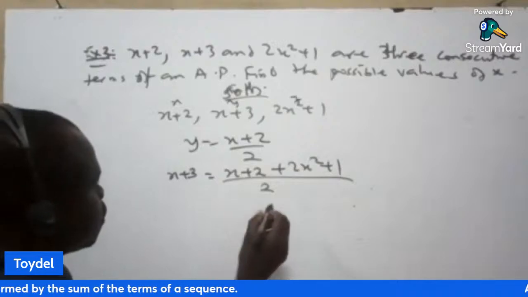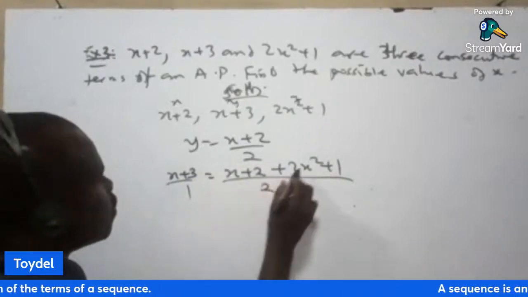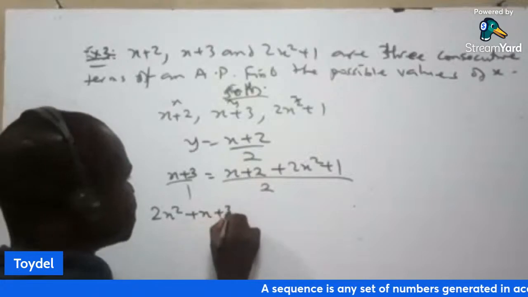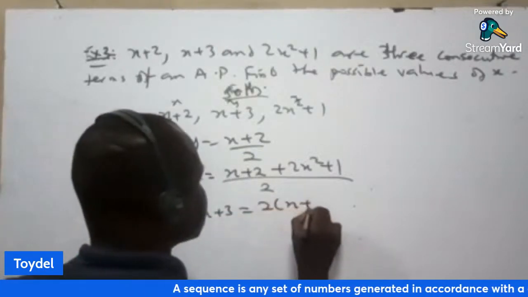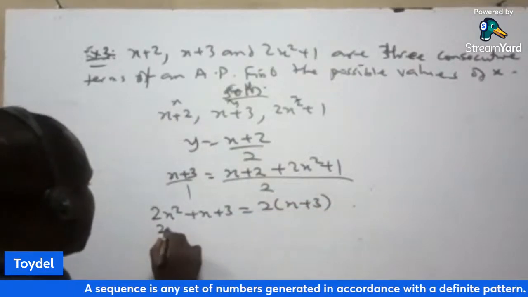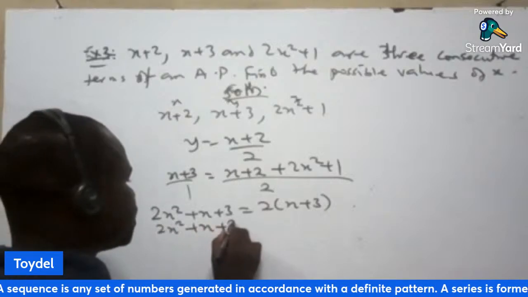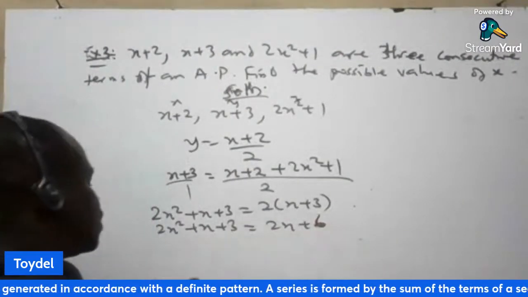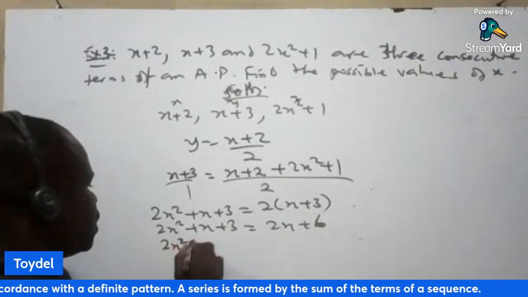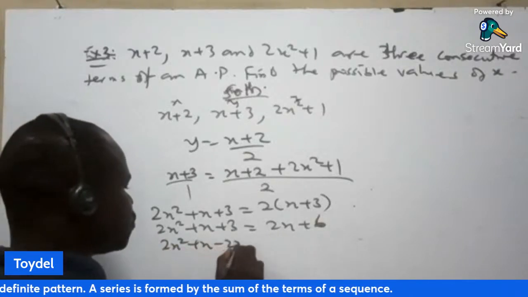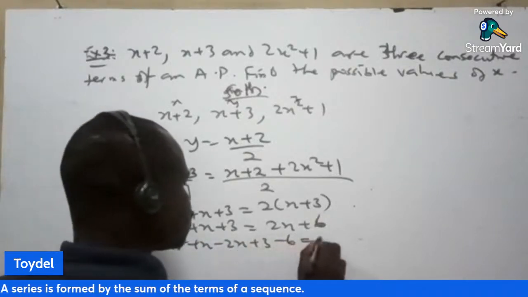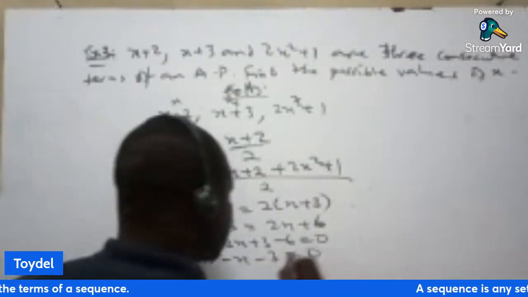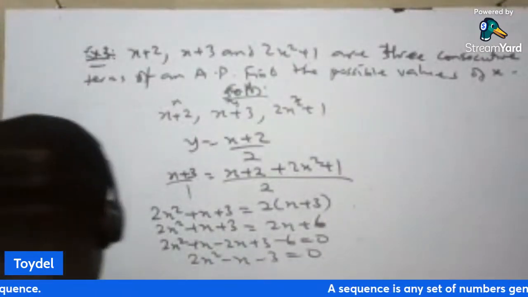So we can cross multiply so that we have 2x squared plus x plus 3 to be equal to 2 into bracket x plus 3. So here we have 2x squared plus x plus 3 to be equal to 2x plus 6. So we can bring everything to the left hand side. So we have 2x squared plus x minus 2x plus 3 minus 6 equal to 0. So 2x squared minus x minus 3 equal to 0, and that is a quadratic equation.